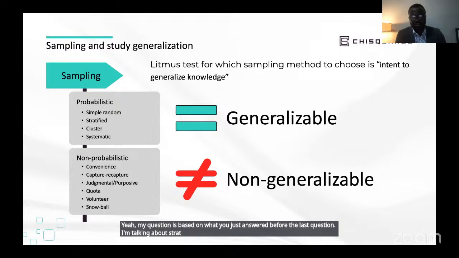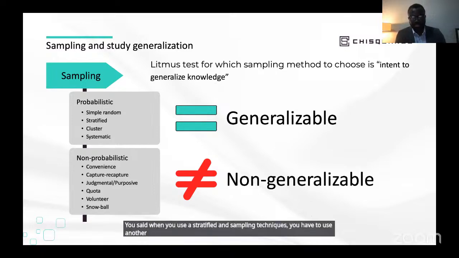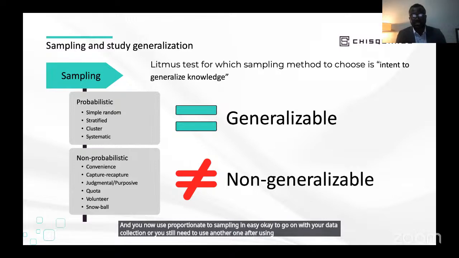stratified sampling techniques. You said when you use stratified sampling techniques, you have to use another sample like the cluster you made use of as an example. But we had another type of stratified, which is probability proportionate and non-proportionate. So if you use a stratified, you have divided the population into strata, and you now use proportionate sampling. Is it okay to go on with your data collection, or you still need to use another one after using either proportionate stratified random sampling, or disproportionate?